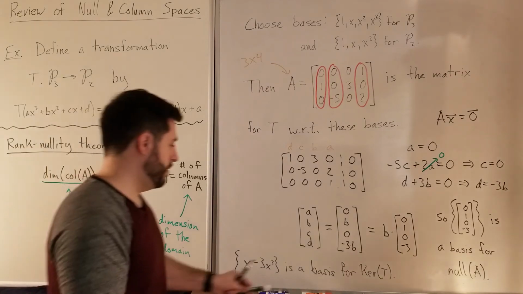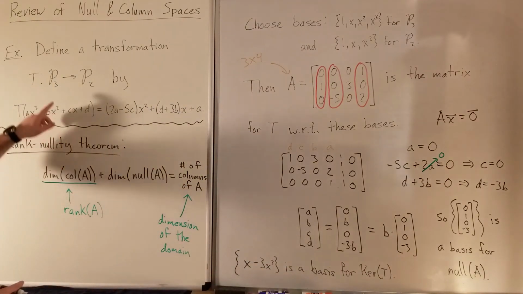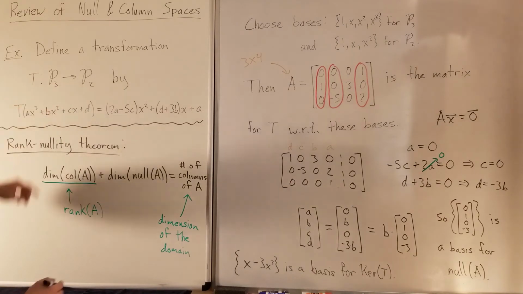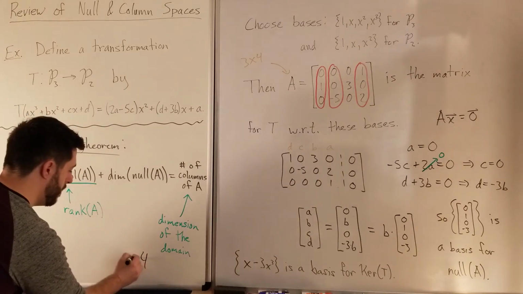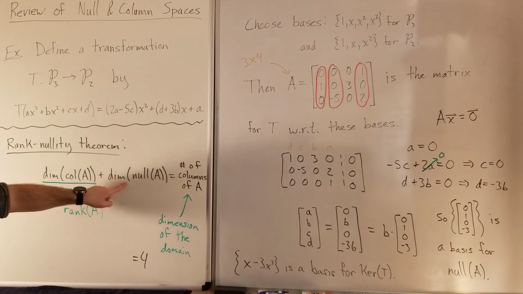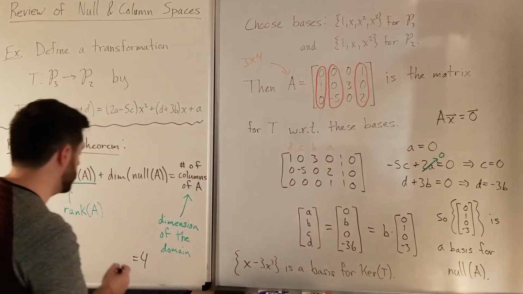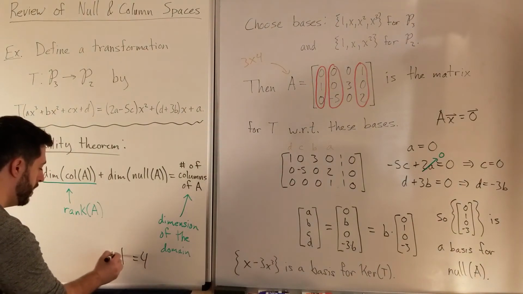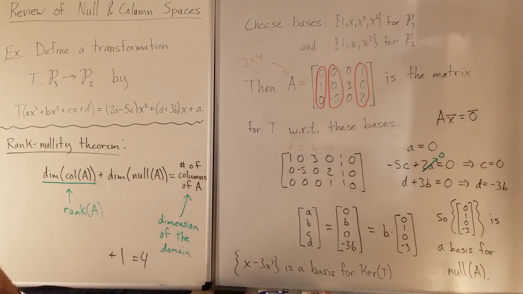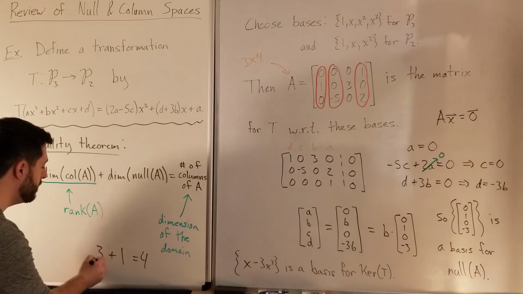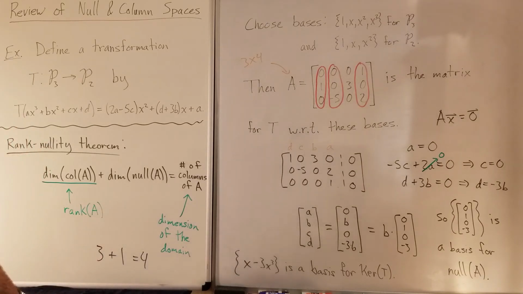Okay, so in particular for our example, the dimension of the domain is 4. And 4 is equal to the dimension of the null space plus the dimension of the column space. There's one element in this basis here, so the dimension is 1. And if you recall, the dimension of the column space was 3. We had 3 elements in our basis. And 3 plus 1 is 4. This equation will always work out. So it's one quick thing you should always check when you're doing these calculations to make sure you didn't make some silly mistake.